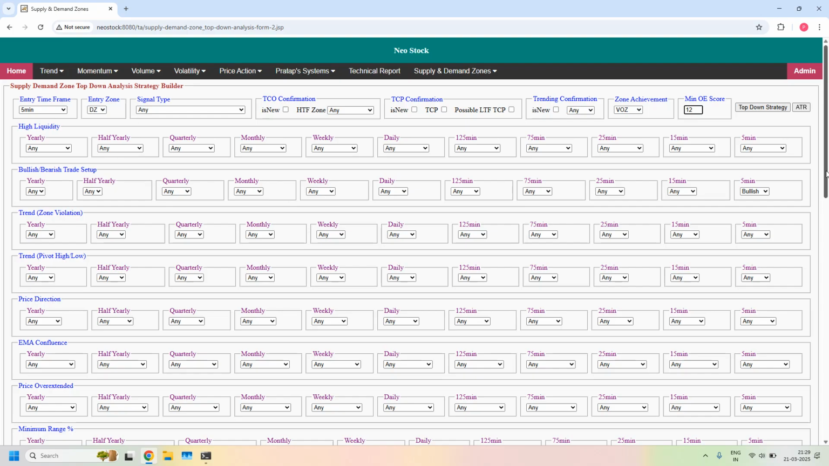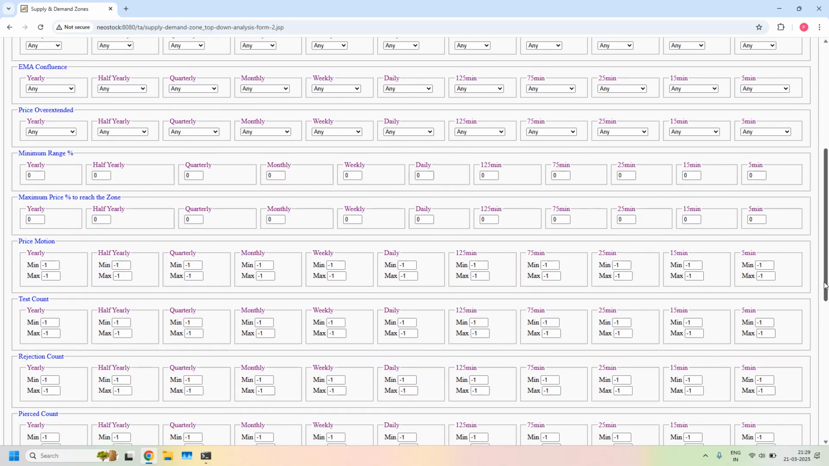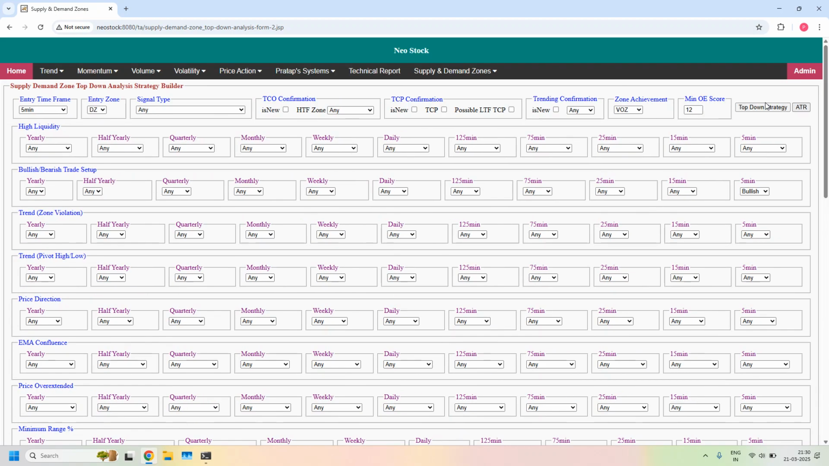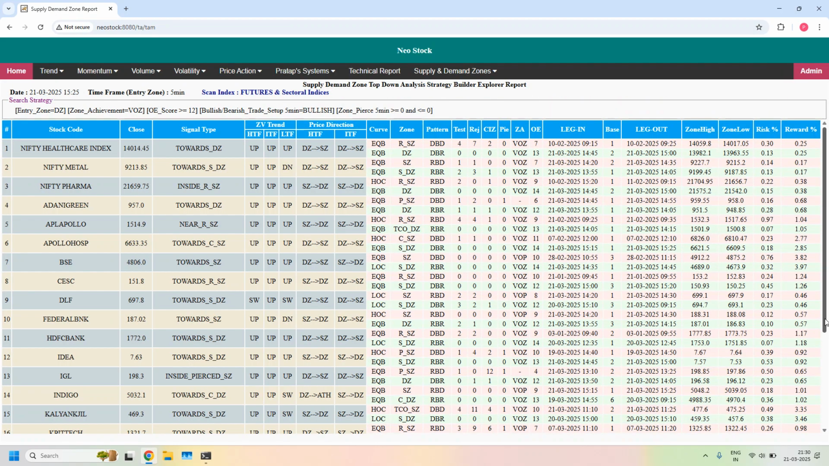And also the 5 minutes demand zone should not be a pierced demand zone. So in the pierced count, at 5 minutes time frame, I am checking the 5 minutes demand zone having minimum value 0, maximum value 0. So with these filters, we got 23 stocks supporting bullish trade setup for hourly income trade. And all these entry time frame zones are 5 minutes demand zones. So first 15 stocks in the list.